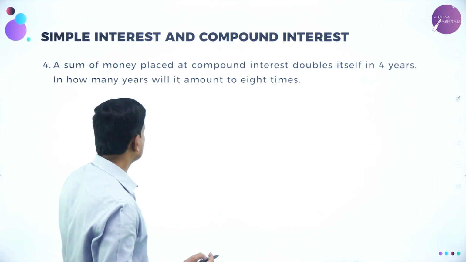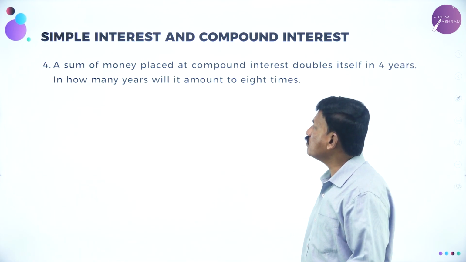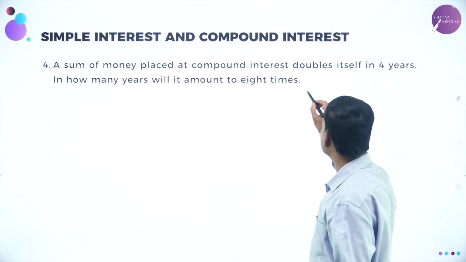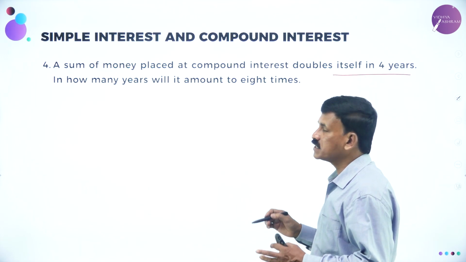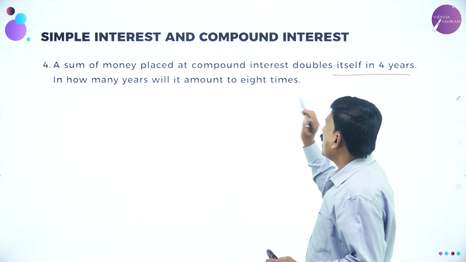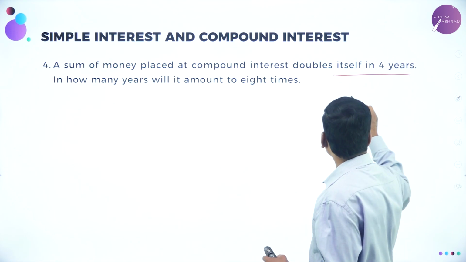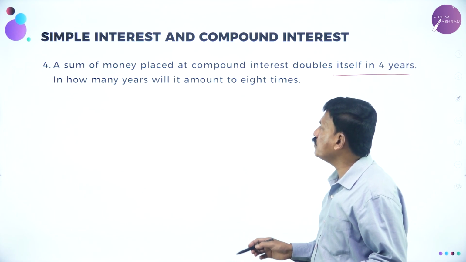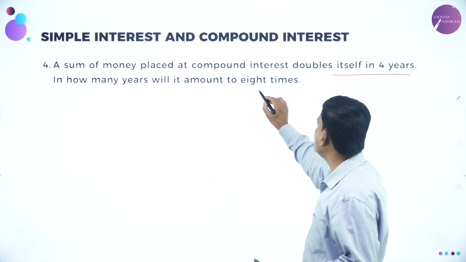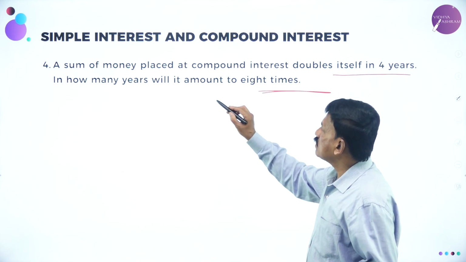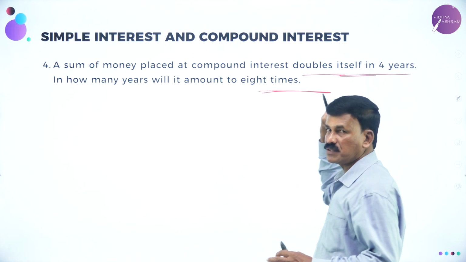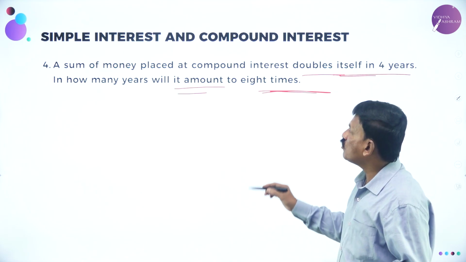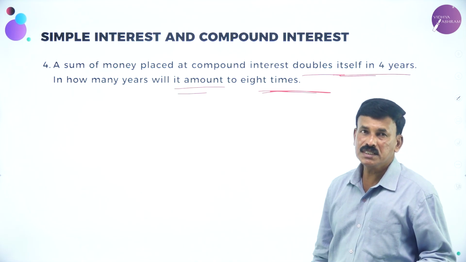Now let's move to the next problem. What is the problem? A sum of money placed at compound interest doubles itself in 4 years. Suppose you deposit an amount X at compound interest and it doubles itself in 4 years. In how many years will it amount to 8 times? If it is doubled in 4 years, in how many years will the amount become 8 times?